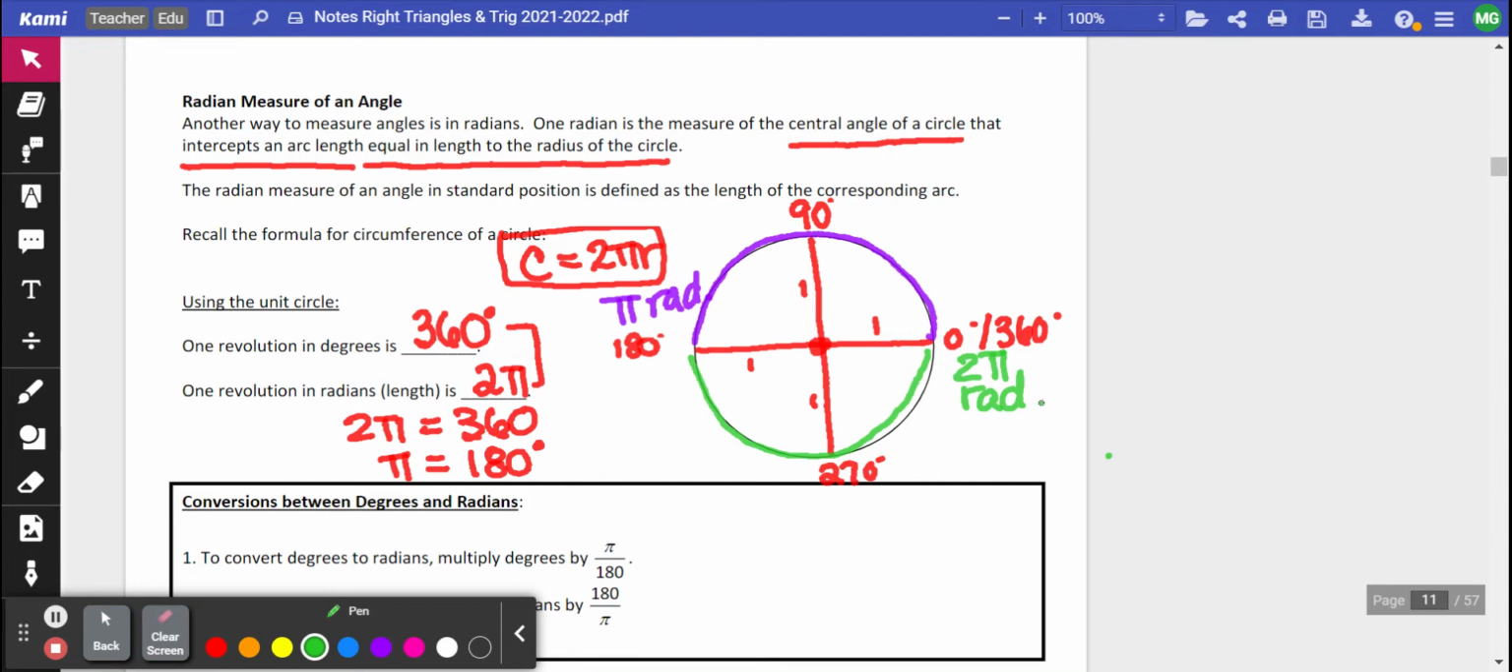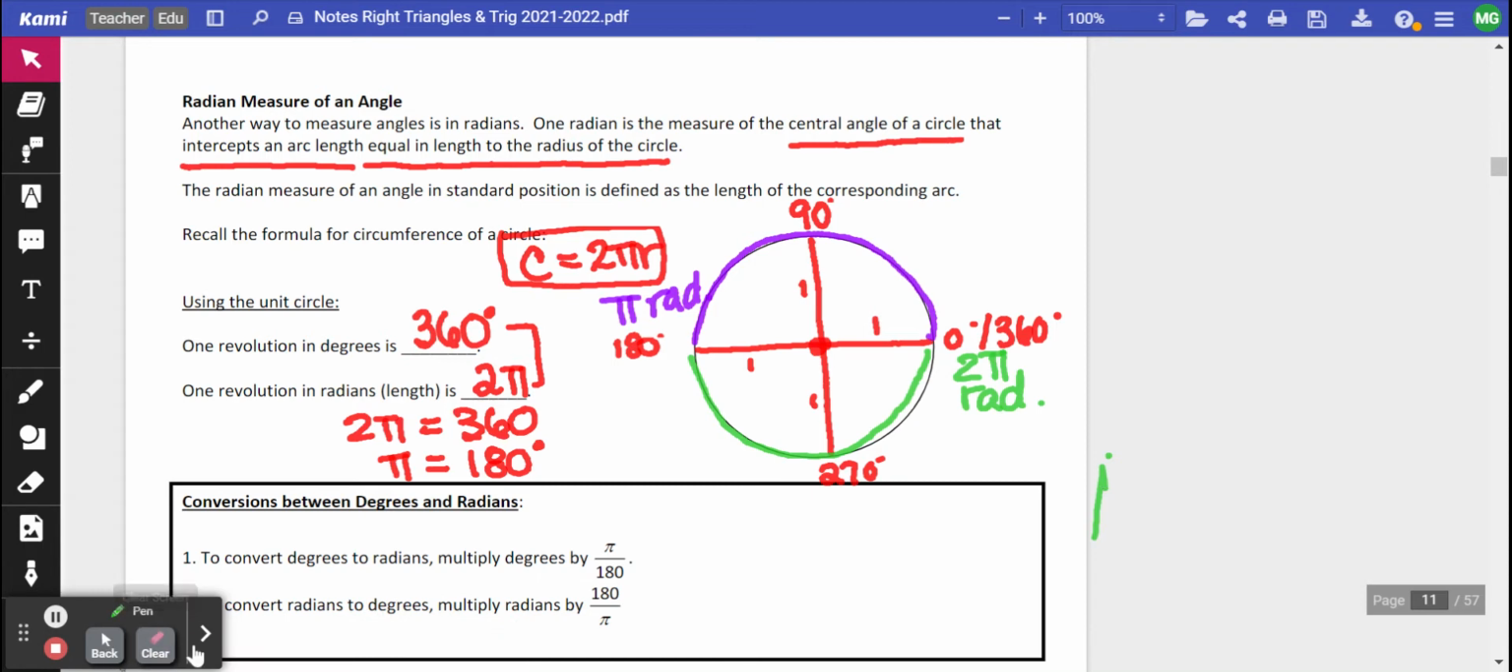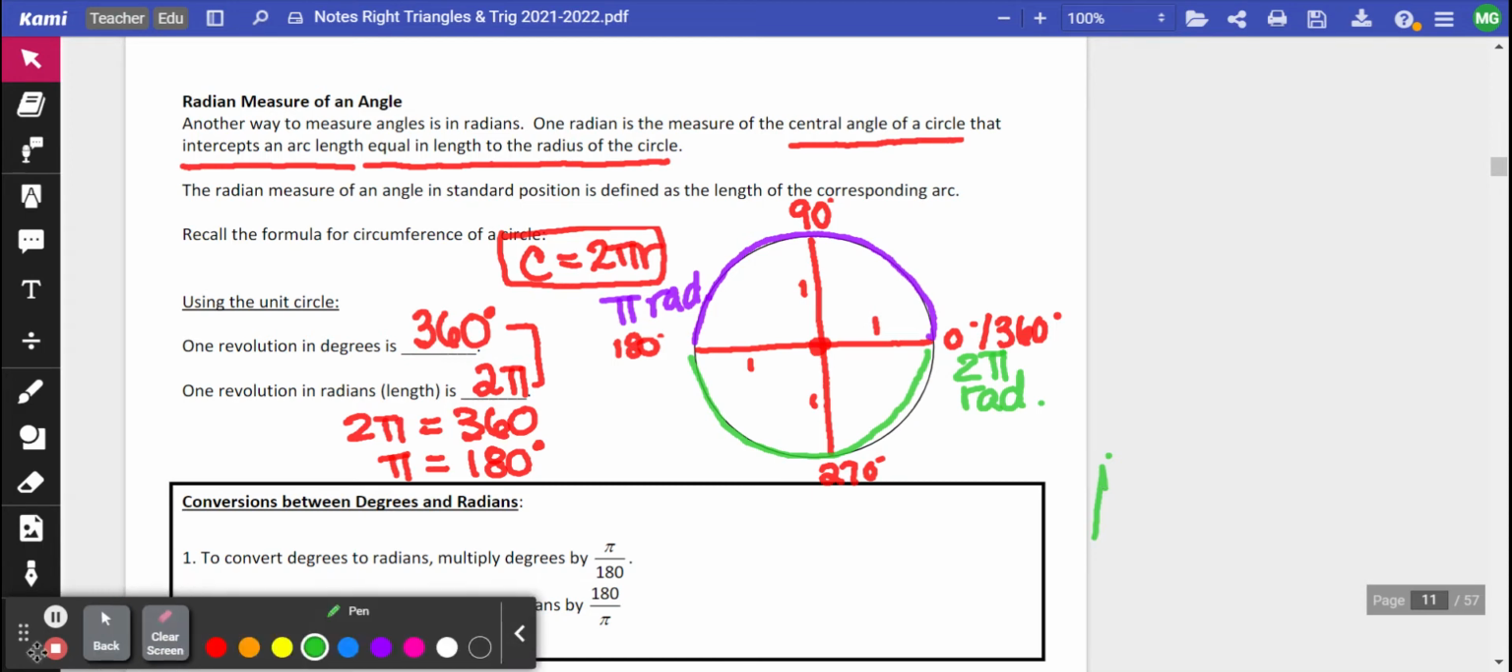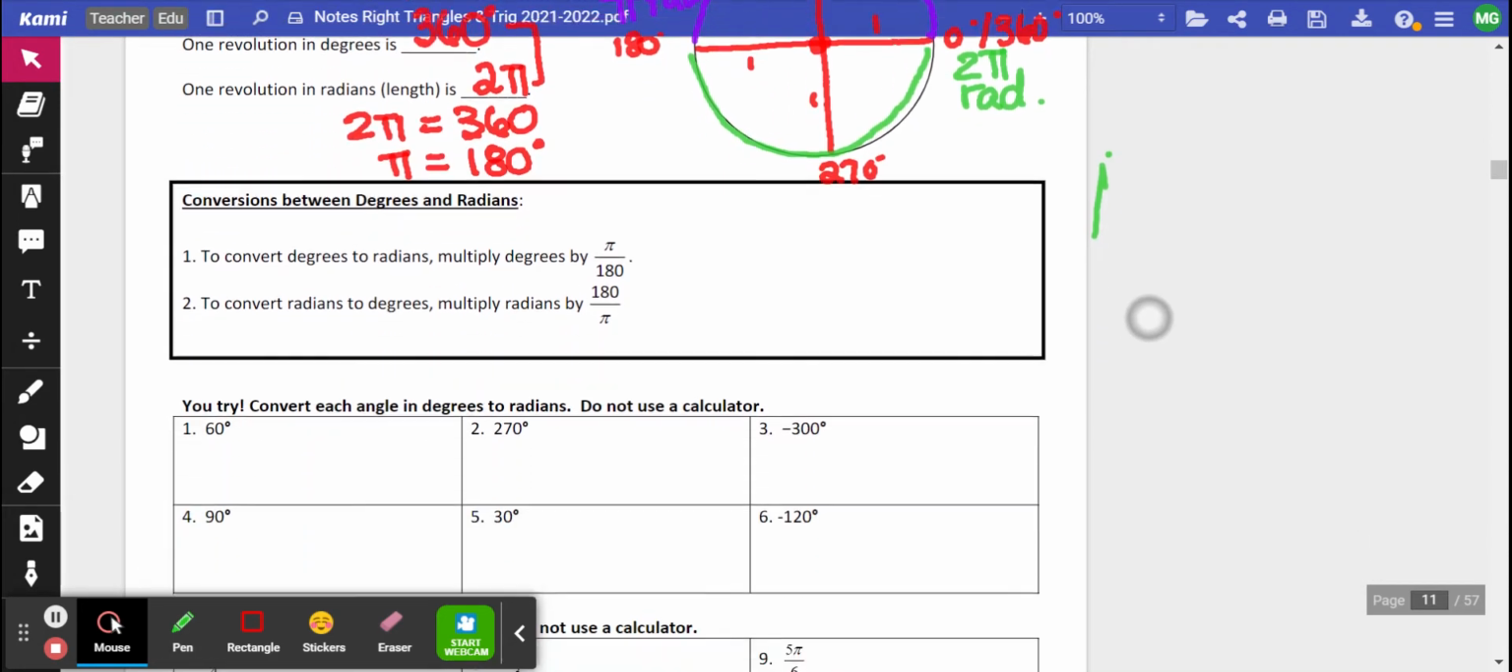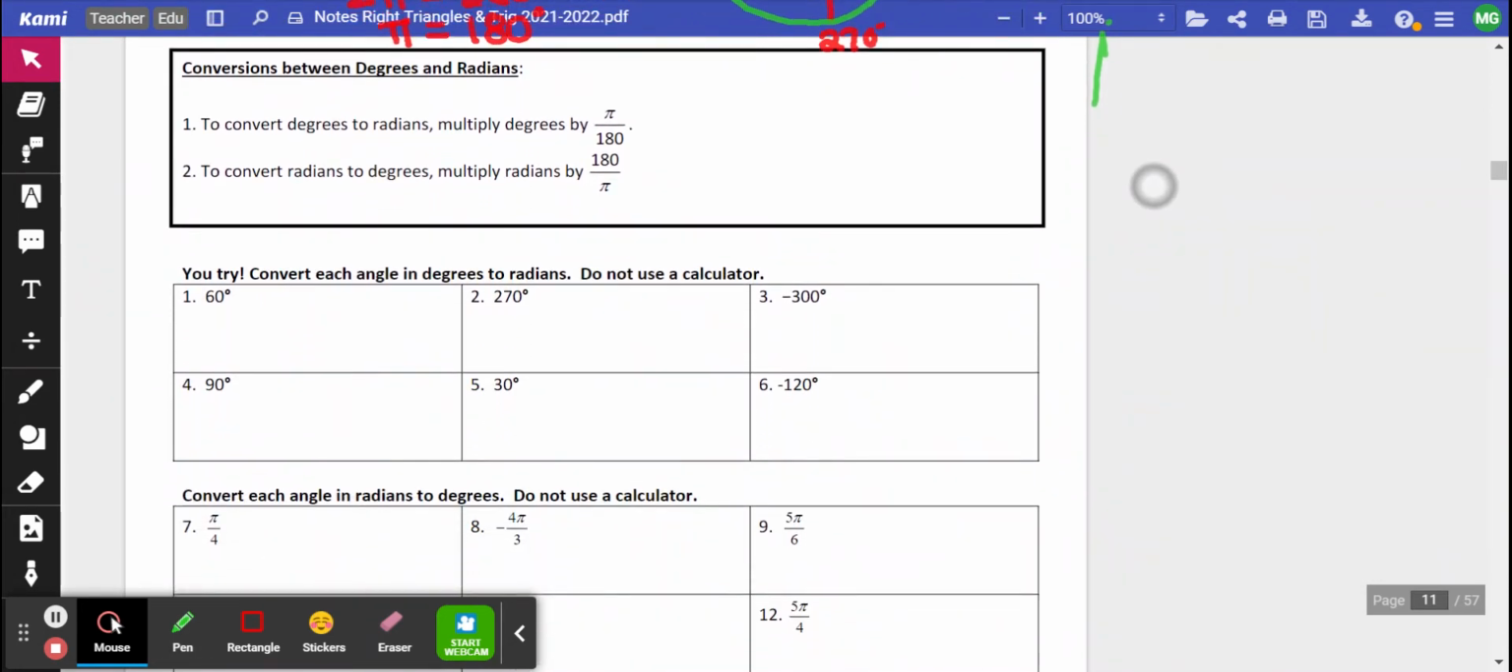So one of the things we're going to do is have you converting from radians to degrees and degrees to radians. So let me see if I can remember how to move this. There we go. Now I have a mouse. Sorry about that.